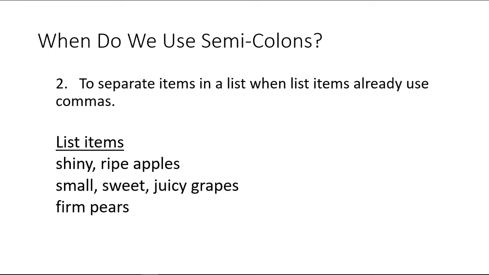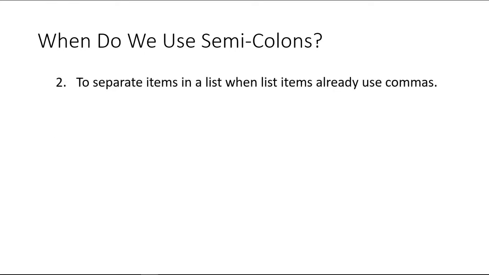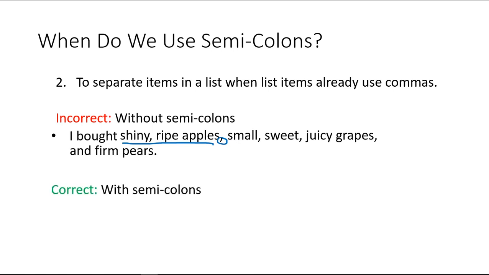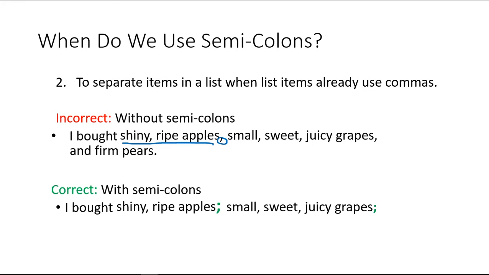So those first two list items, here's one and here's two, have commas in them. If we wanted to make a whole list of those items, it would be incorrect to make that list without semicolons, because it just becomes kind of hard to tell one list item from another. Like this is the first one, it's already got commas in it, so these additional commas make it kind of hard to tell what's going on. So that's why semicolons come to the rescue. I bought shiny, ripe apples; small, sweet, juicy grapes; and firm pears.